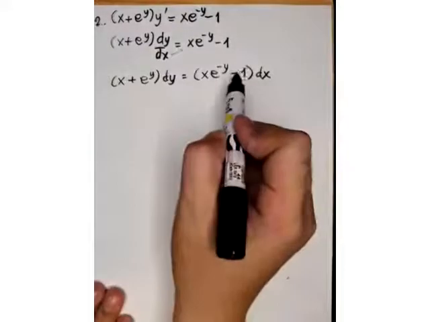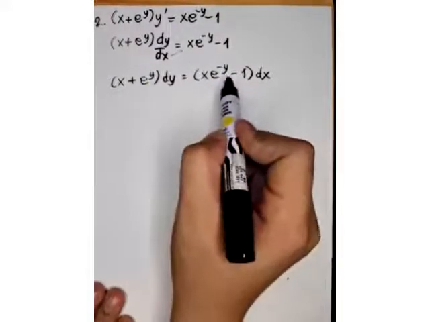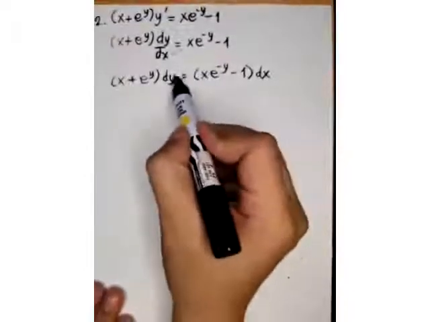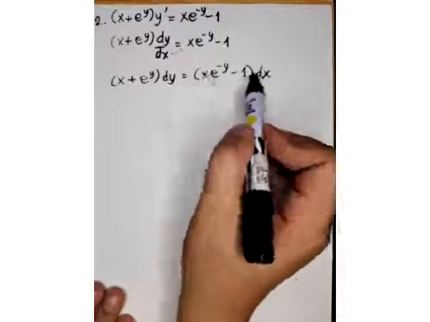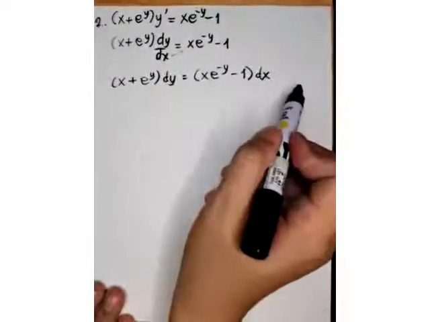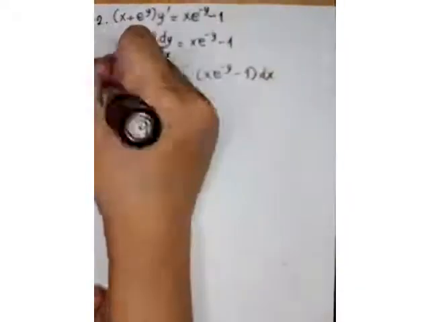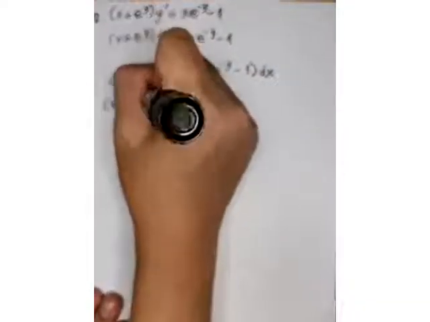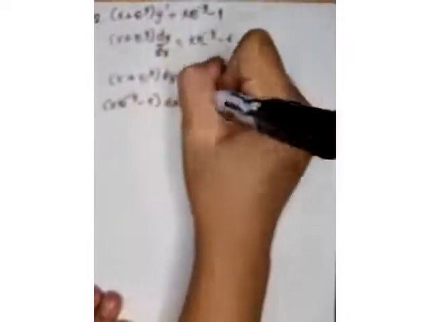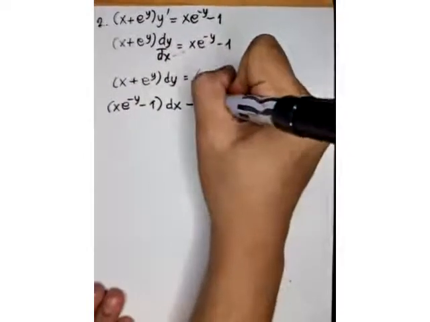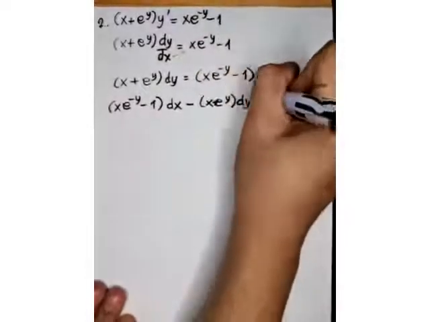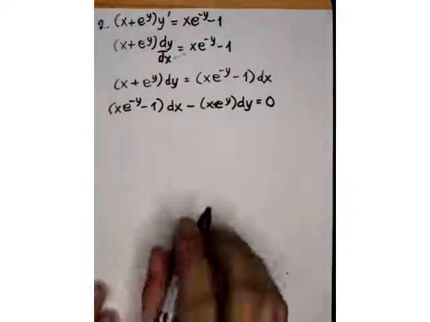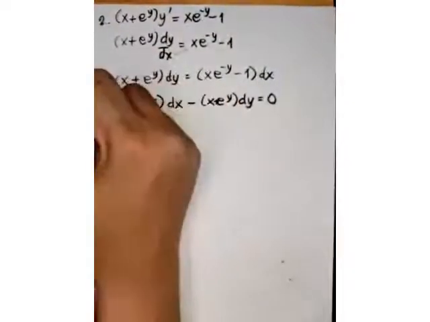And then, i-transform na natin, transpose natin ito to the left side, para ma-equate natin siya to 0. Pero since ayaw natin nagdi-negative yung dx, ito na lang yung transpose natin sa kabila. So magiging siyang, ibabaliktad lang natin. The quantity x e raised to negative y minus 1 dx minus x plus e raised to y dy is equal to 0. Ayan. Okay, so let's test for exactness.